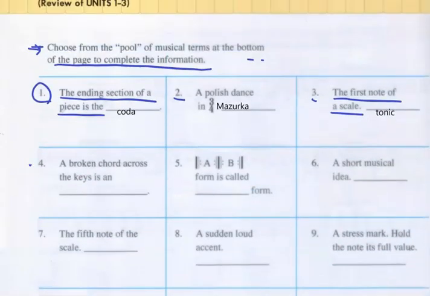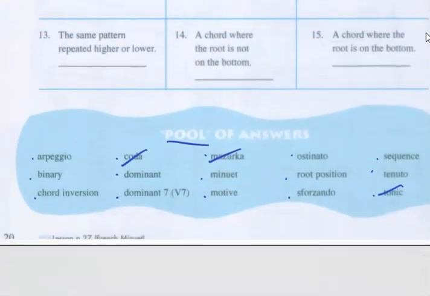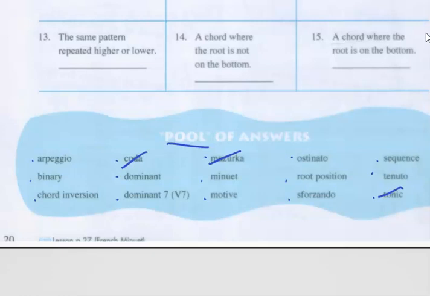Let's move on to number 4. A broken chord across the keys is an arpeggio. Arpeggio. Okay, it sounds like this. Okay, it's a chord, but it's broken. In piano music or in harps or even in string instruments, arpeggio is very common and easy to play. Arpeggio is here, gone.